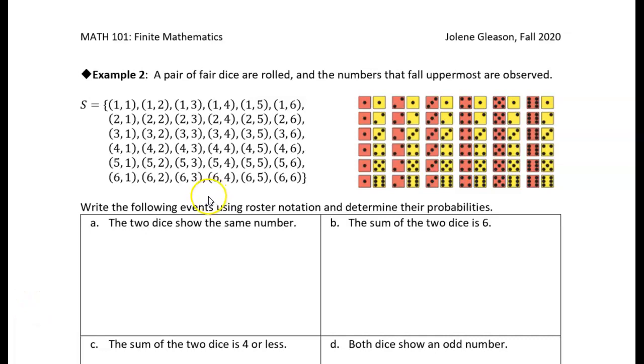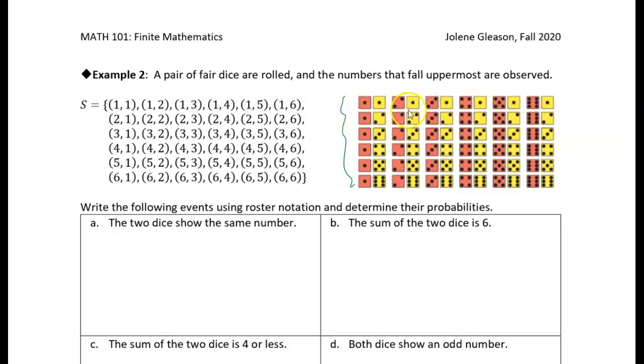All right, in this example, we're going to roll a pair of dice and observe the number that falls uppermost. Let's imagine we have a red die and a yellow die, okay? Basically, all of the possible outcomes are shown over here graphically. Really, we've got a nice picture of what could possibly happen.